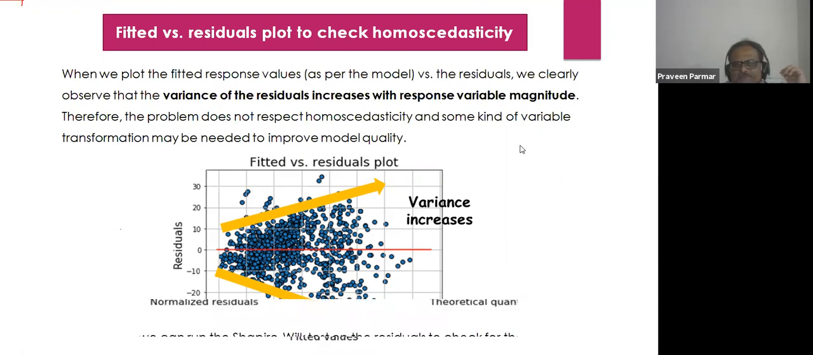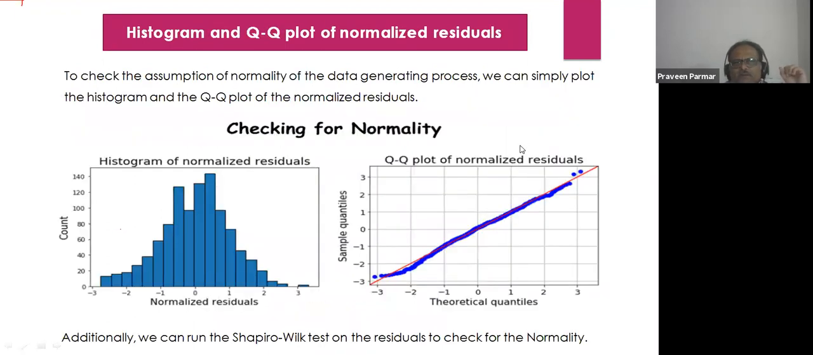Second, we see the histogram of normalized residuals. We see the plot of the normalized residuals that we have given here. Checking for normality, we generally use the QQ plot. If these points lie on this line, maybe a little bit on the outer, extreme side, it shows us how normal your model is or not.